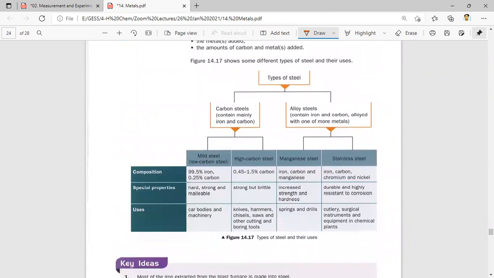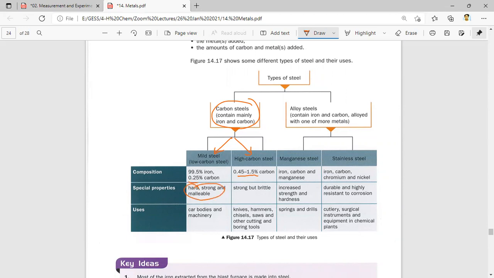If I just mainly mix iron and carbon, I'll get what we call mild steel, or I can get what they call high carbon steel. So you can think of low carbon steel versus high carbon. Please take note, when they say low carbon steel, it's just 0.25. High carbon is more than 0.45. So it's mainly steel made of iron. But why do they want to create these two different steels? Because you realize for low carbon, it is hard, strong, and malleable.